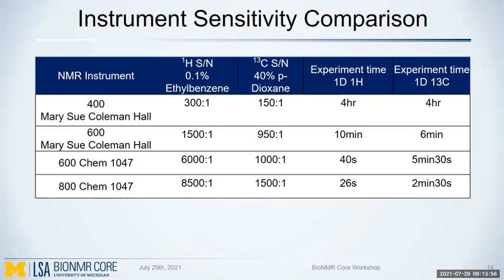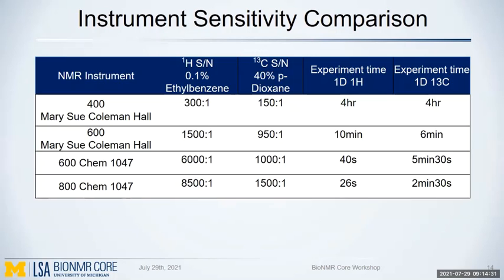So if you want to detect X nuclei like boron, nitrogen, or phosphorus, I will go to the 600 in Marysville Common Hall, because the other 600 and 800 in chemistry do not have the capability of detecting X nuclei. And if the sample amount is not a limitation, say if you can dissolve 10 or 15 milligrams of sample in your tube, then just run a proton carbon-13 experiment on the 400. You can still get very good data in a relatively short time period.